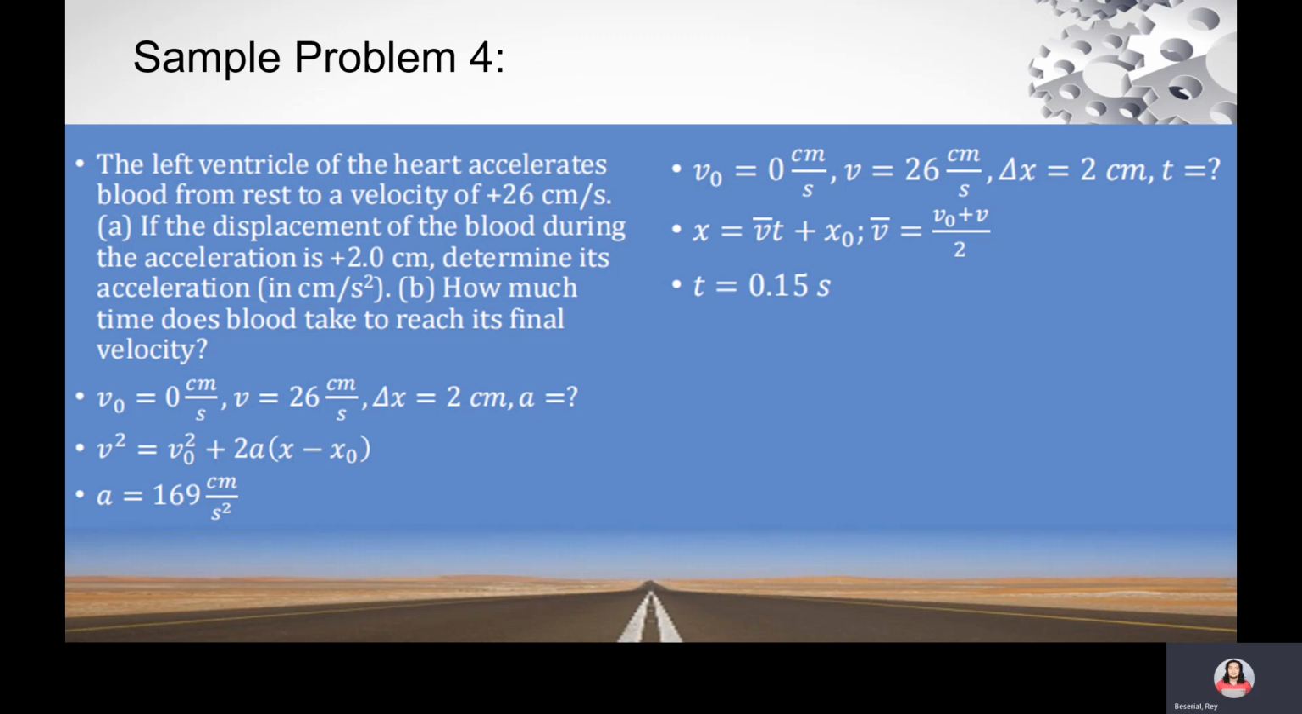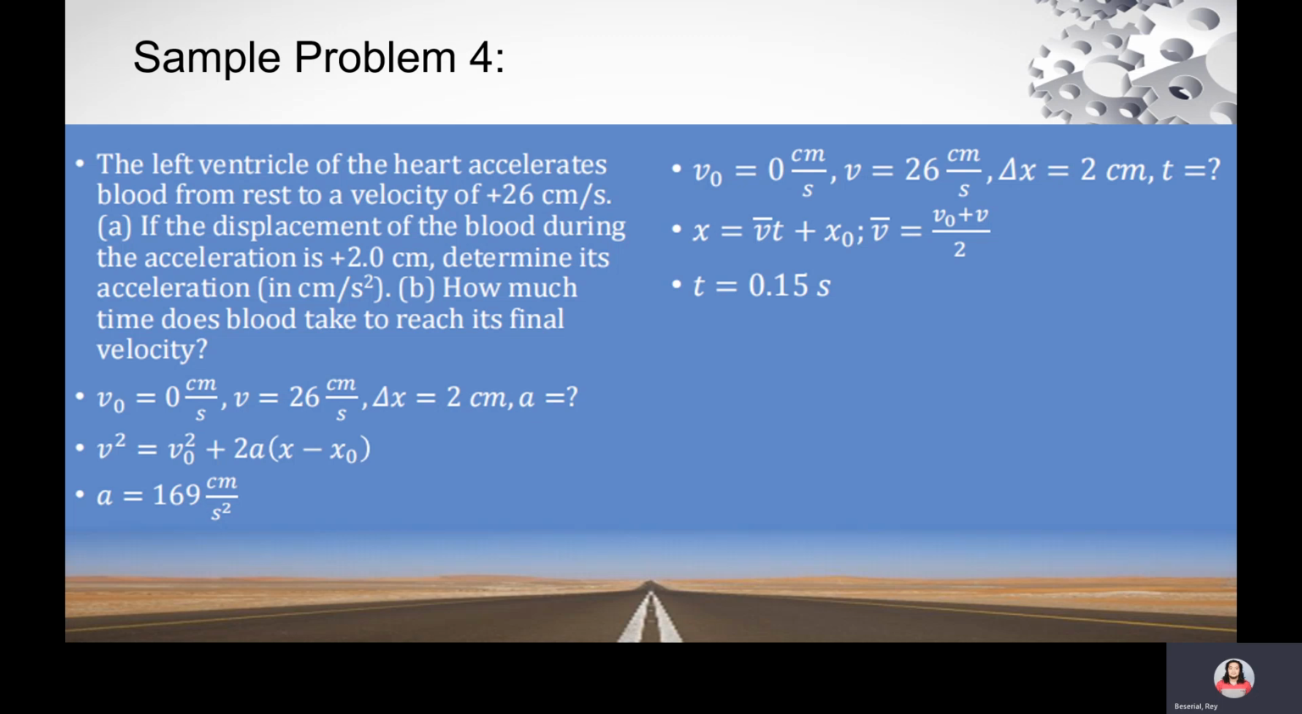Again ha, hindi ko na siya i-input pa dito kasi pare-parehas naman din siya sa previous problem natin. So, yung final velocity is ito. Input dyan. Initial velocity, input dito. And then, variable ito siya. And then, ito siya, input na dito. So, ito siya magiging delta x na to agad. So, 2 centimeter. Okay. So, acceleration, meron tayong 169 centimeter per second squared.